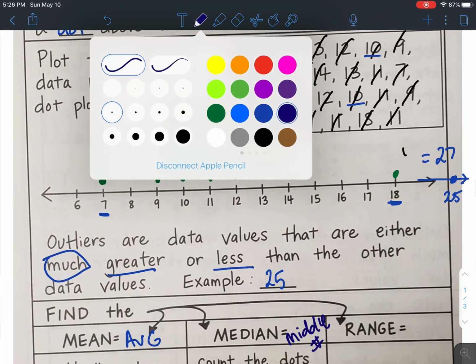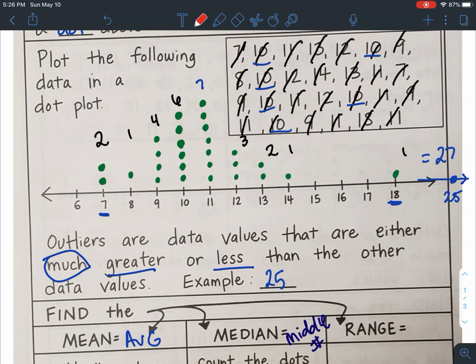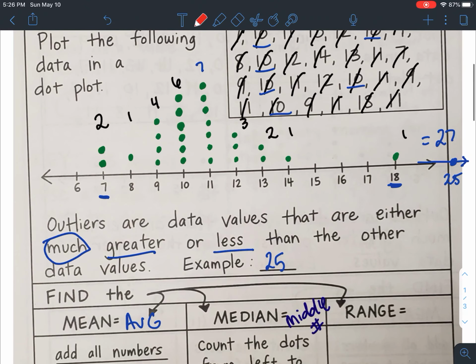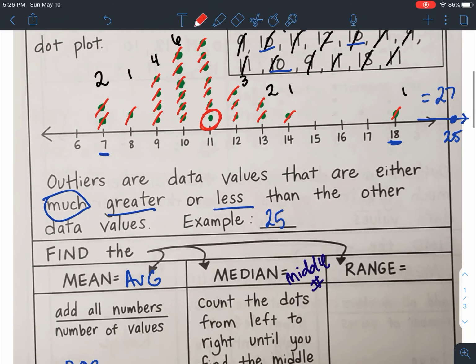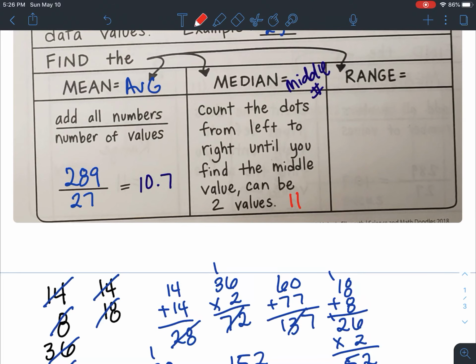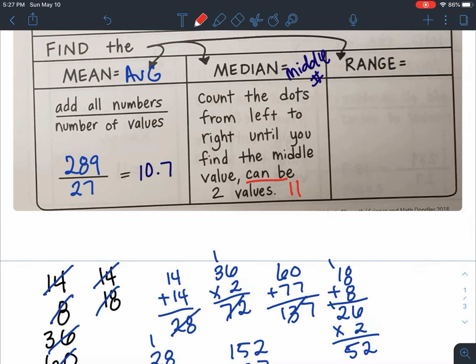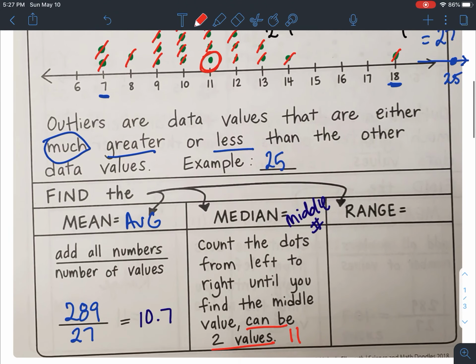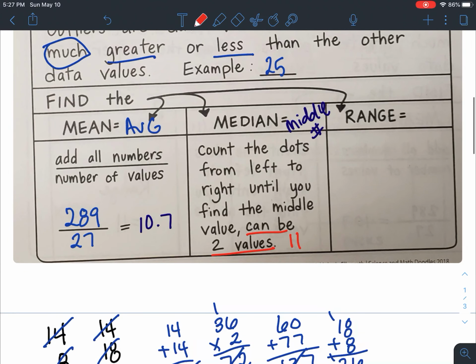We had our numbers in order from least to greatest until I got into the middle. You can do the same thing with a dot plot. I'm going to go 2 dots here, 2 dots there, 1 dot, 1 dot, then 4 dots, 4 dots, and then 3 dots at a time, until I get to my center dot there. So my median is 11. It can be 2 values. Remember, if it's stuck between 2 numbers, I add those 2 numbers together and divide by 2. That gives me the absolute middle of my data.